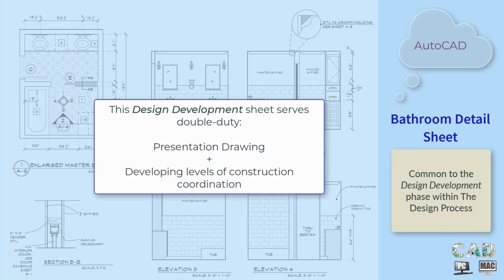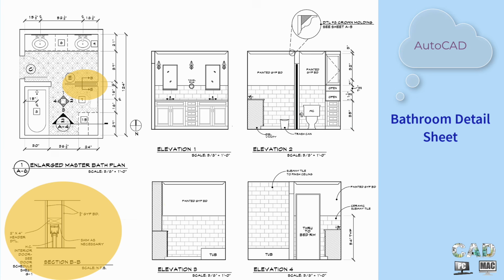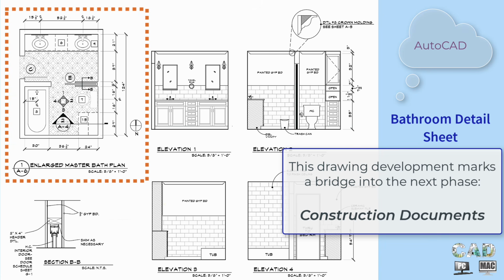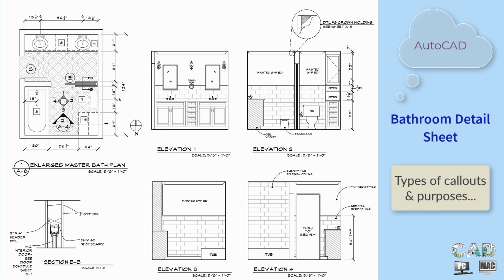It is a presentation drawing and it combines some basic construction information with client-friendly graphic details. You will notice that some of the details on this sheet are a segue to the next phase of the design process, which is construction documentation, where the drawings will become more technical to the construction process. Let's look at different styles of callouts in this example and their intended usage.